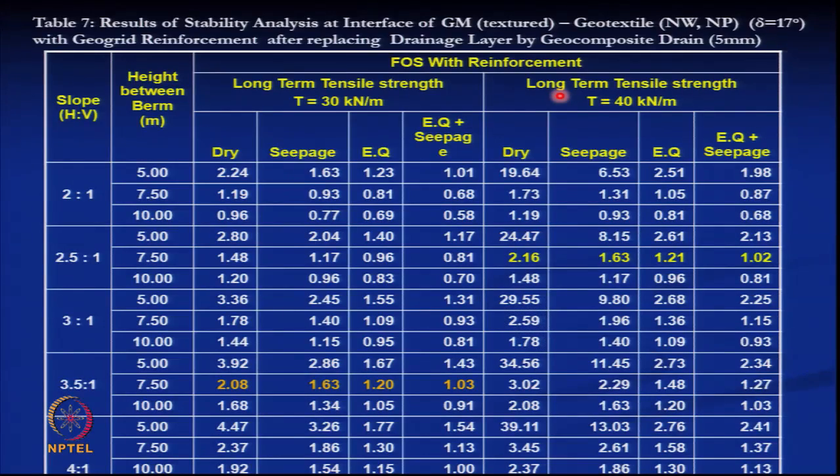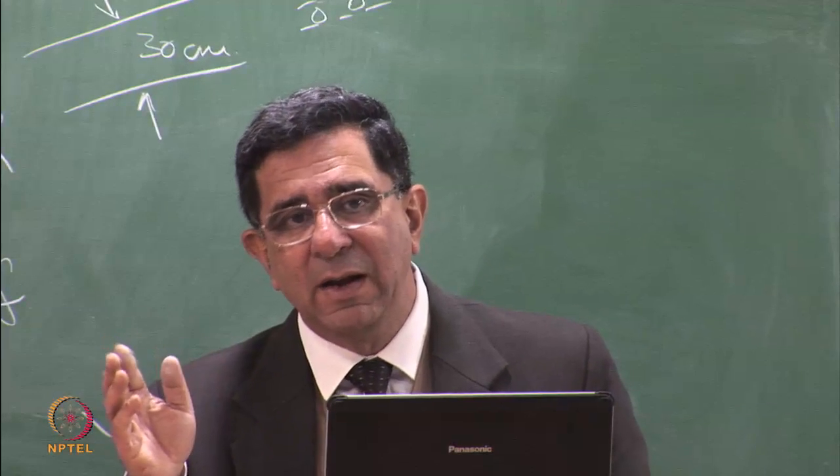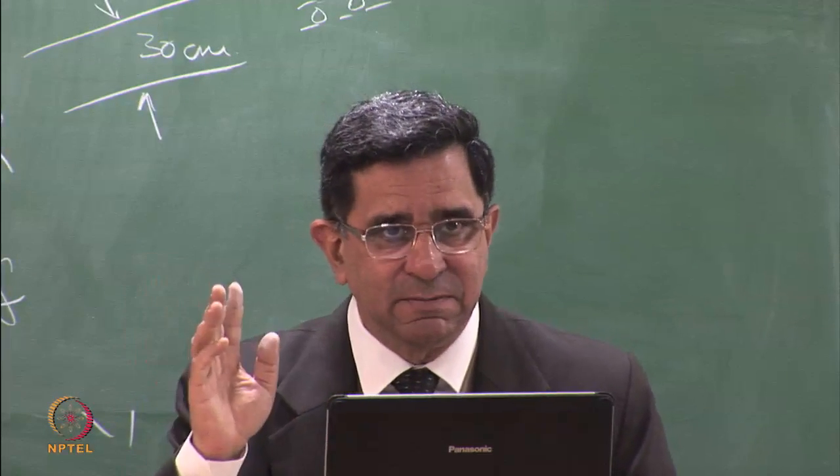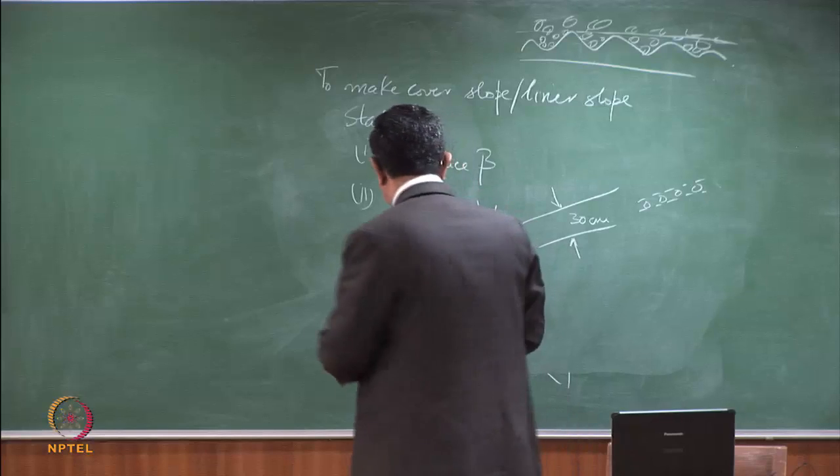Here are the results. How many cases? Dry, seepage, earthquake, earthquake plus seepage. You remember our acceptable factors of safety? 1.5, 1.3, 1.1 and 1.05 or something like that. So these are the cases. And remember, I'm only showing you one table. Oh, we forgot here a very important thing. What did we forget?